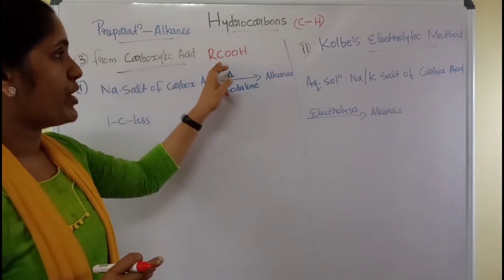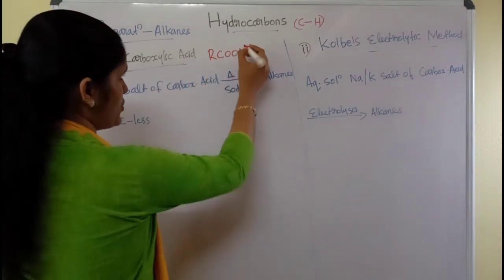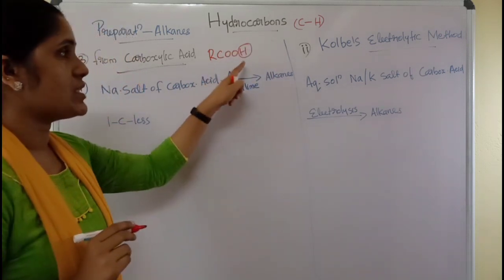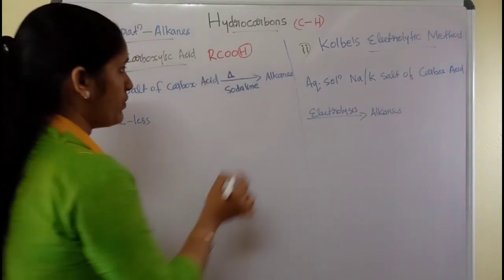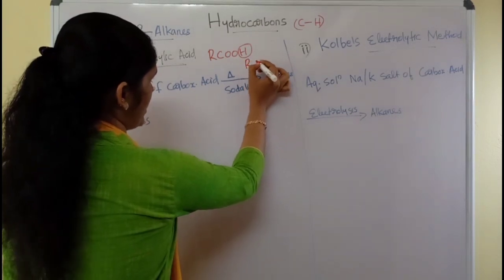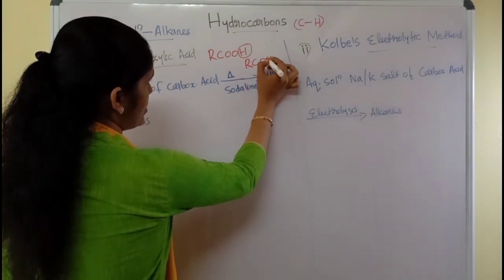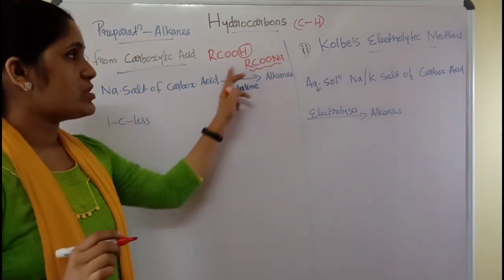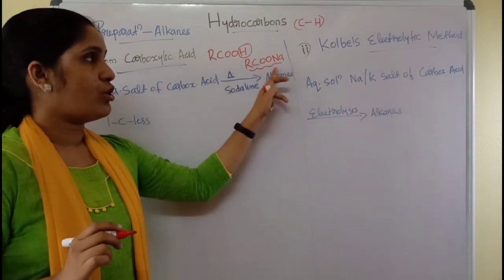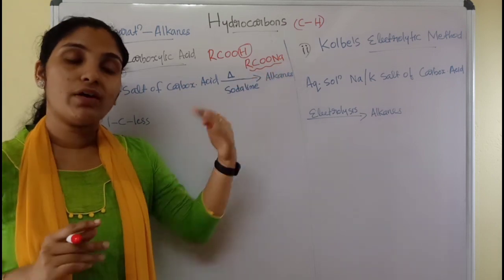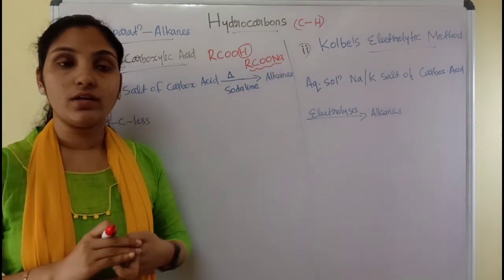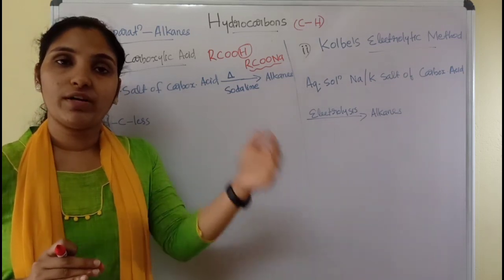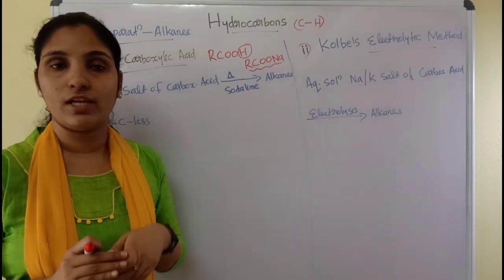So how is the sodium salt of carboxylic acid obtained? The terminal hydrogen can be removed and substituted with sodium. We will get sodium salt of carboxylic acid, that is RCOONa. This RCOONa is known as the sodium salt of carboxylic acid. From any of the carboxylic acid, remove the terminal hydrogen and add sodium, we will get sodium salt of carboxylic acid.